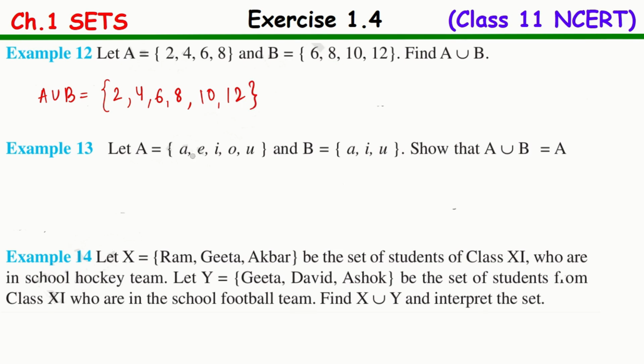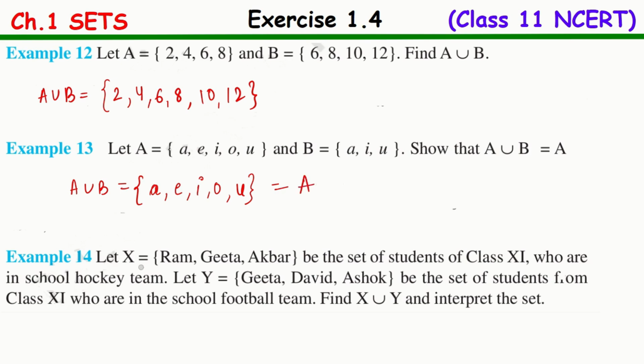Example 13 is we have A with this, B with this. Show that A union B is equal to A. So let us first construct what will be A union B. It will contain all the elements of A as well as B. So writing elements of A, E, I, O, U. Then we have to write the elements of B. B has A. A we have already written, and you know the property of sets that we do not repeat elements inside a set. I we have already written, U also we have already written. So this is the set which is A union B. And when you match that, A union B will be equal to the set A.